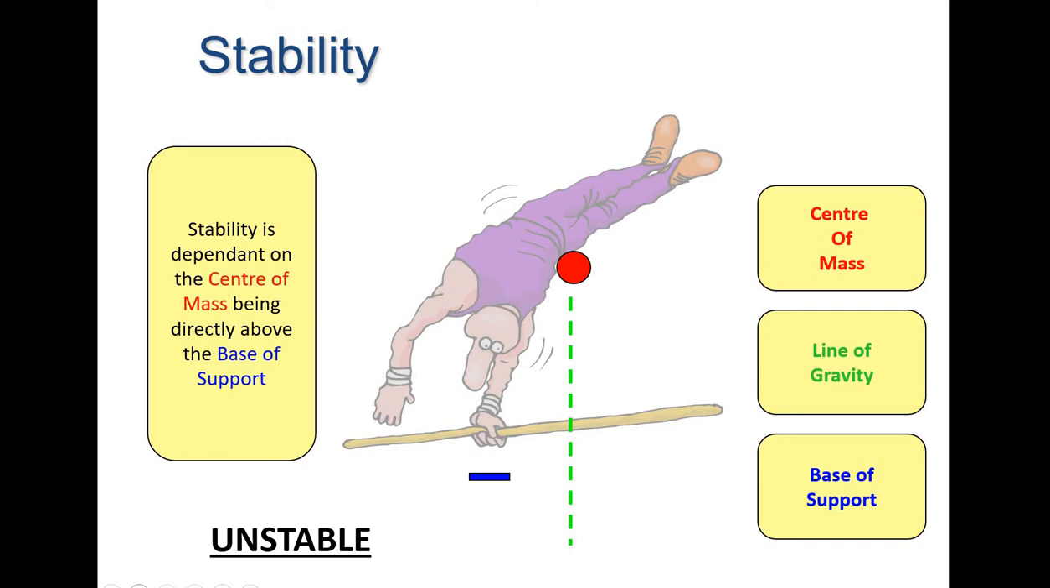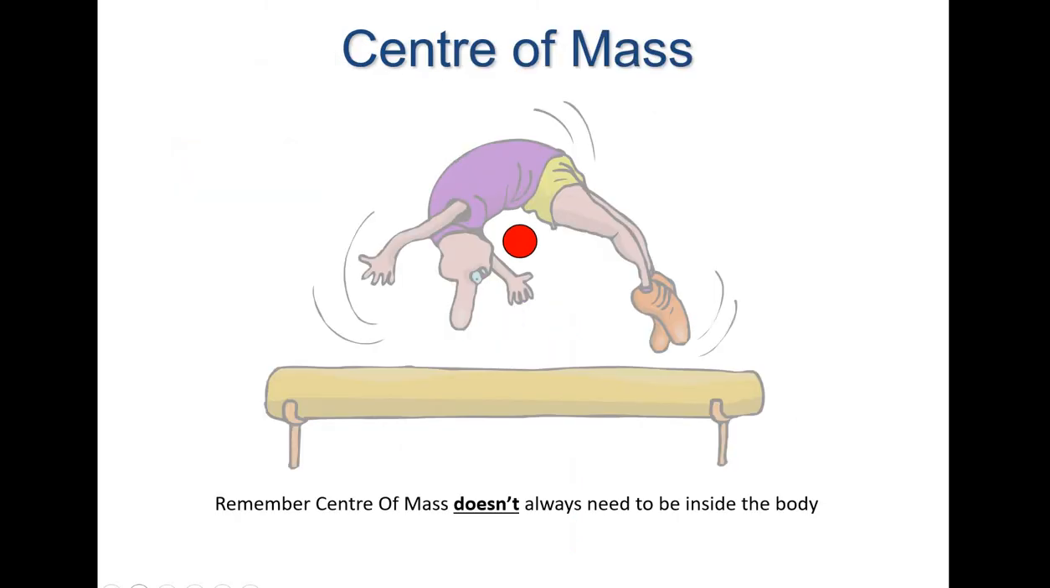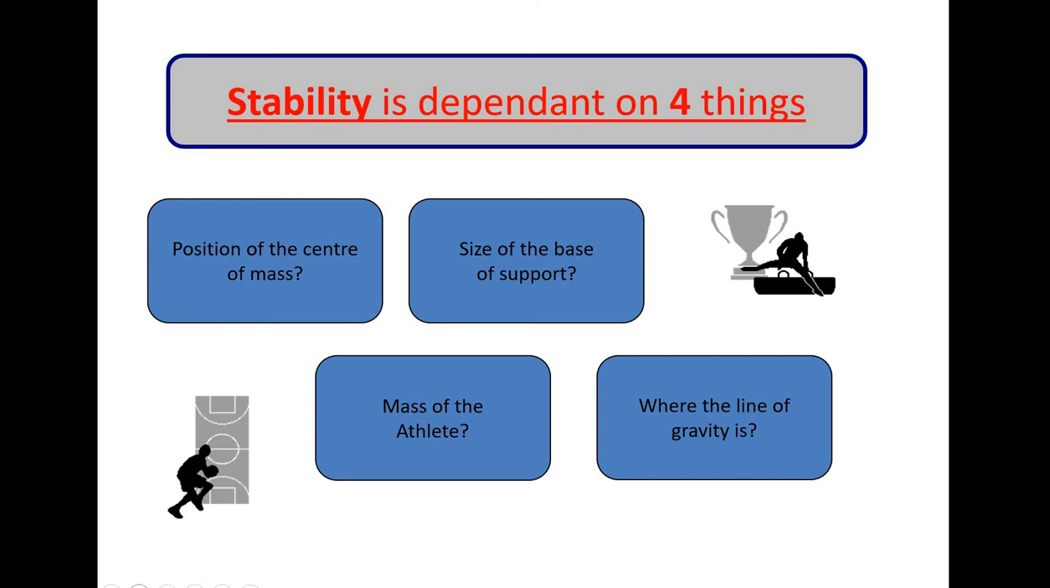Whereas here, the centre of mass and the line of gravity are not over the base of support, and therefore this is an unstable and unbalanced position. Now, centre of mass does not always need to be inside the body, which is the tricky bit to understand. The mass of this body is still concentrated around that point, but that point is not inside the body now. Stability is dependent on 4 different things that you need to consider: the position of the centre of mass, the size of the base of support, the mass of the athlete, and where the line of gravity is.